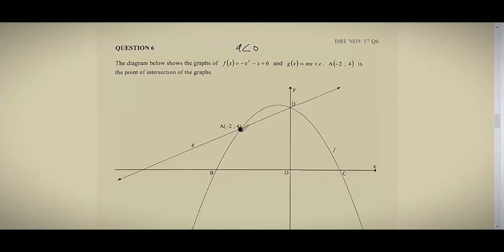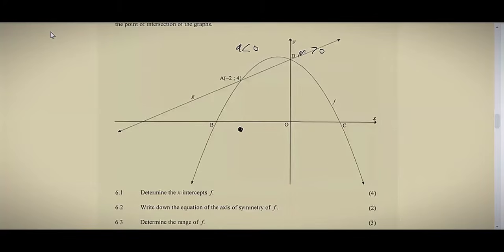Now, looking at this straight line here, we can see that this is an increasing function. So we can tell that our gradient here needs to be greater than 0, or needs to be positive. So, okay, now that we've analyzed, let's try to answer the questions that we are given. 6.1 says determine the x-intercept of f, right?